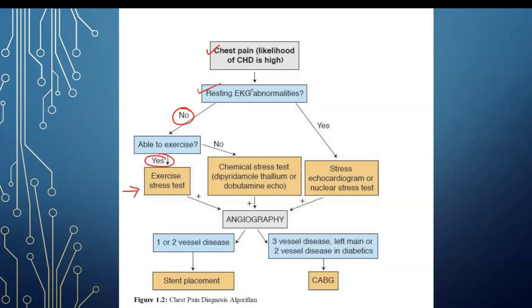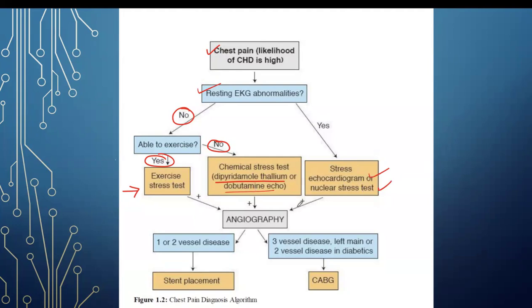And let's say resting ECG was normal, but the patient is unable to exercise. Then you do the chemical stress test, which is your dipyridamole thallium or dobutamine echo. I'm sure now you're getting the hang of it, right? So if the patient cannot exercise, you do the chemical stress test. When there is baseline ECG abnormality, but the patient still can exercise, then you do exercise thallium or exercise echo. Okay, exercise echo is also called stress echo.